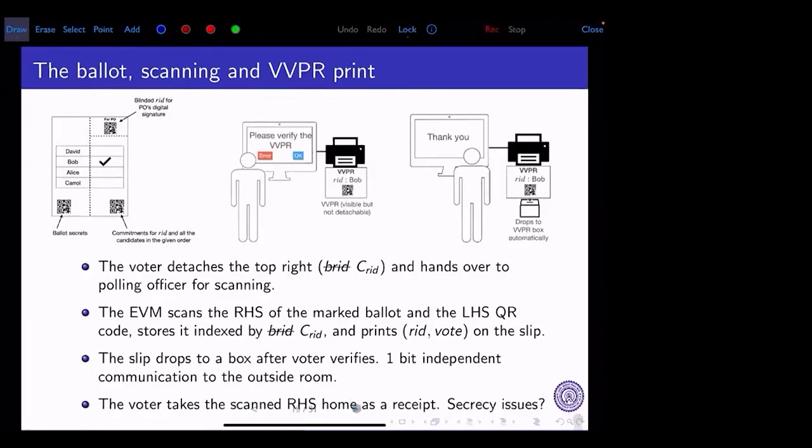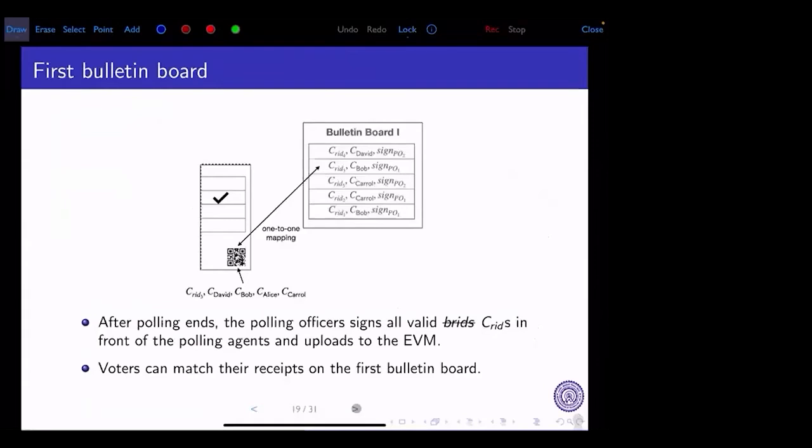with this understanding. And then at the end of the polling, I put up all information on a public bulletin board from the EVM. So you have got your RID, the QR code, and the commitment for all the candidates. In this case, since the tick is in this position, you will pick up Bob. And you can match your receipt at the bulletin board, which has that CRID has voted for Bob. So CRID is known to everybody.